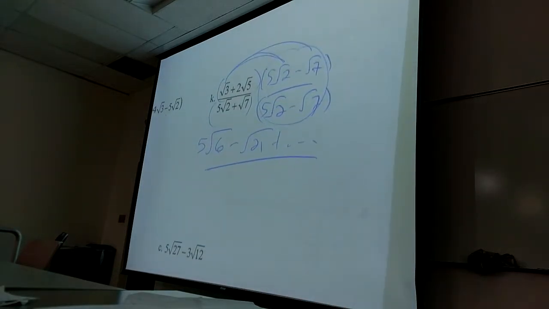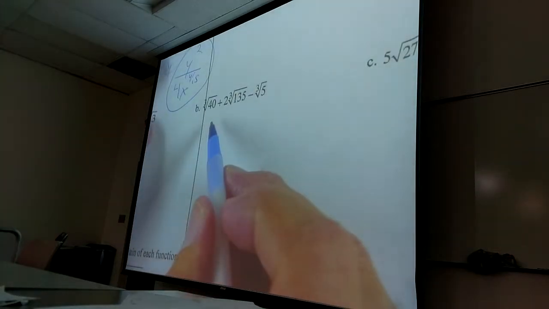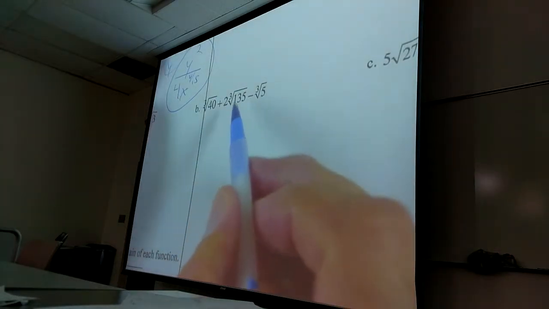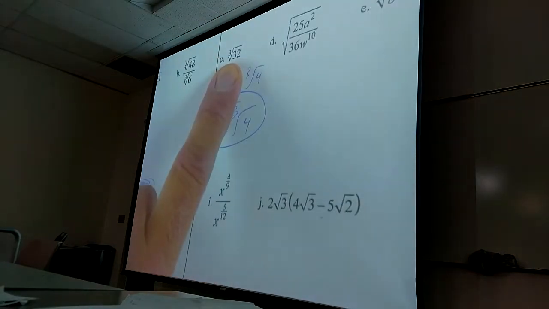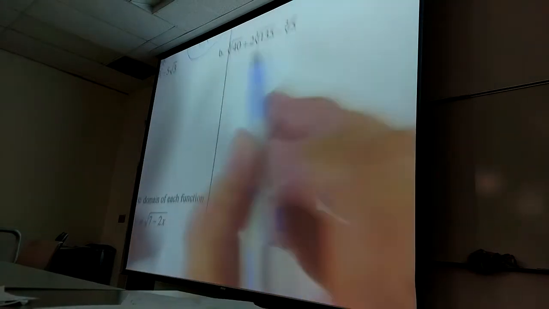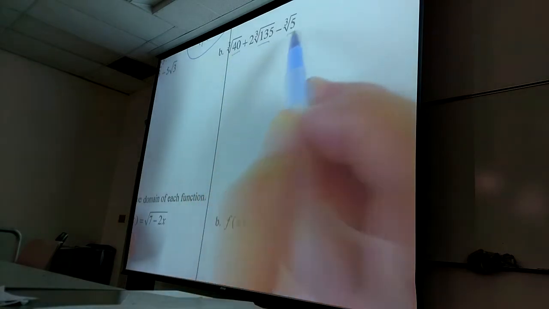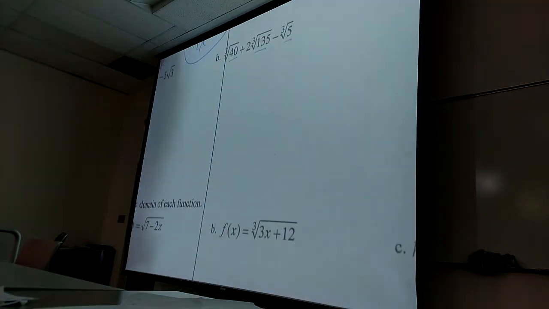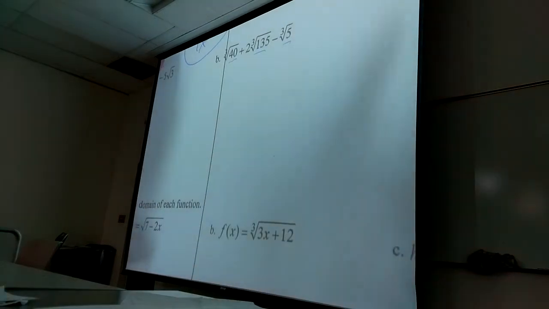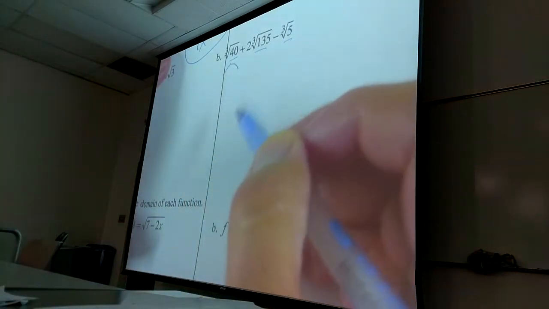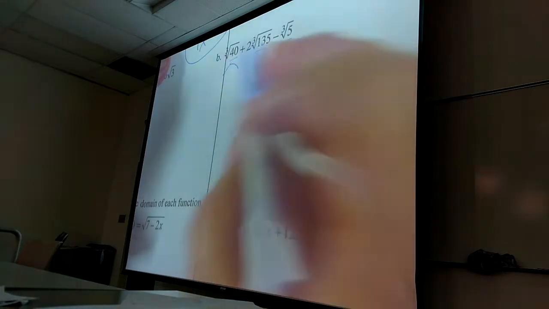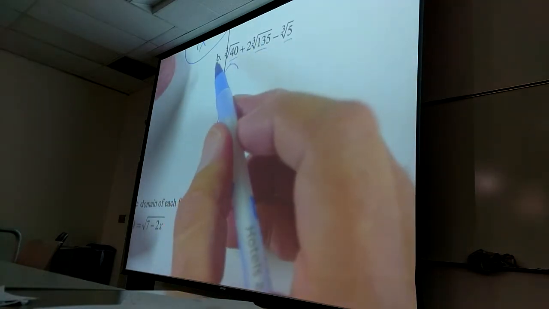Which one? 4B? This one's a lot like a 2C, right? Because right now, do I have any like terms right now? No. But don't say can't do or something, because you can do something. You can break up each of these. What's a good number to use for 40? Consider a cube root? 8.